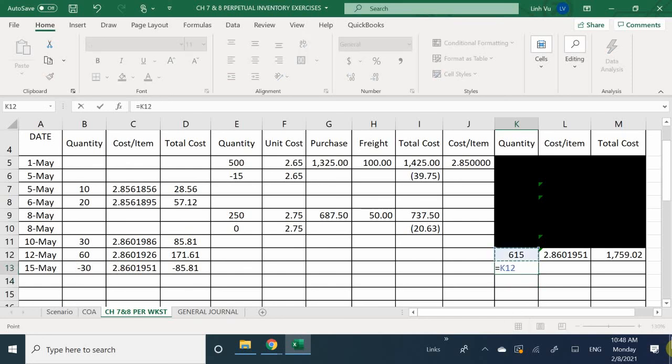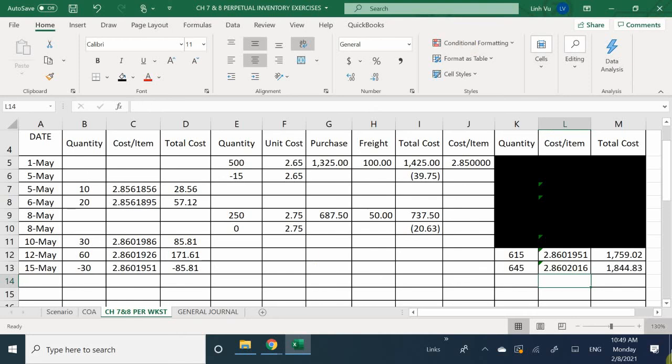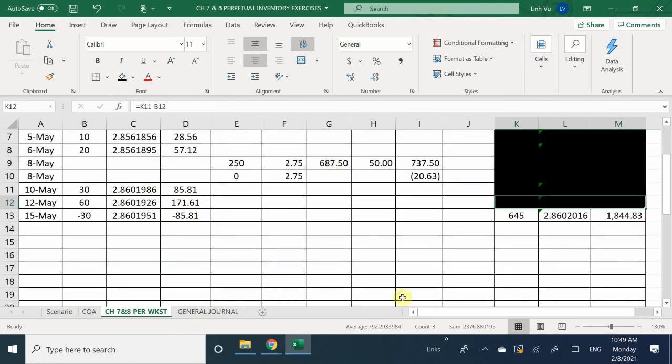Oh, double negative doesn't work. 645. Yeah, 645. And then lastly, what is my new total cost now? 1844.83. And lastly, what is my new average cost per item now? 2.8602. Good. So now it has changed by, again, 10,000th of a penny. Okay. So now we actually have 645 available in our inventory.